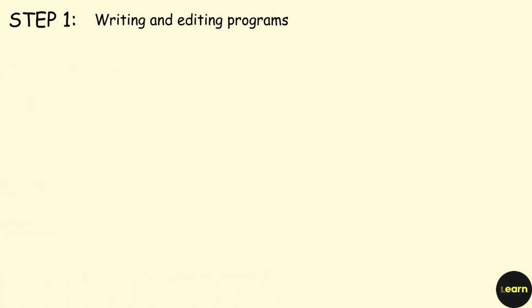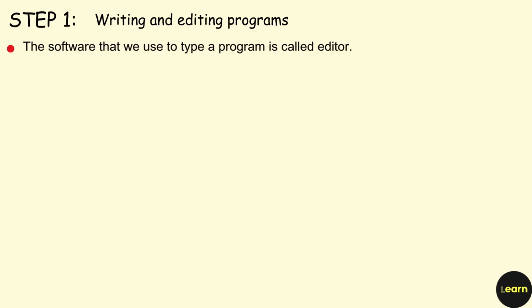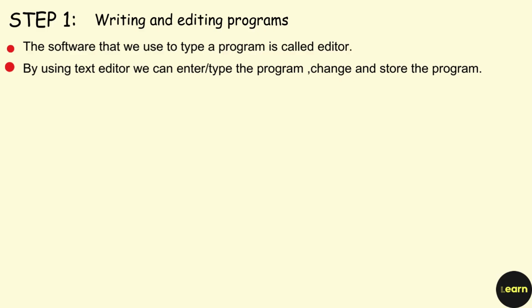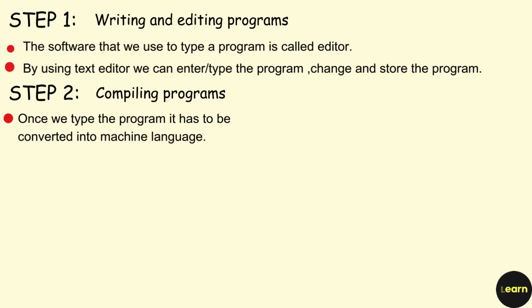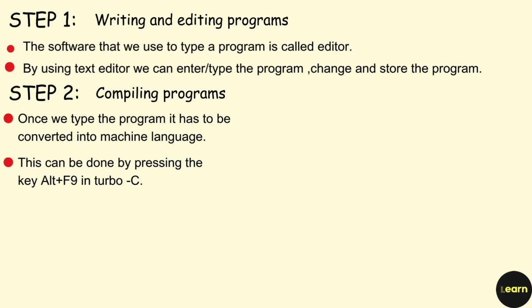Now let's start with step 1. Writing and editing programs. The software that we use to type a program is called editor. By using text editor we can enter or type the program, change and store the program. Step 2. Compiling programs. Once we type the program, it has to be converted into machine language. This can be done by pressing the key Alt plus F9 in Turbo C.